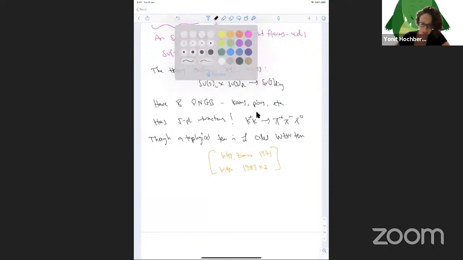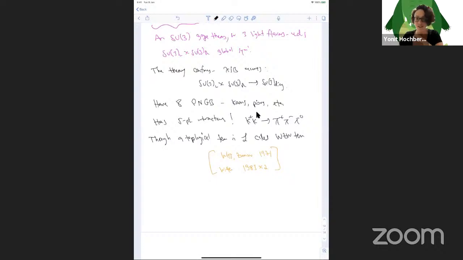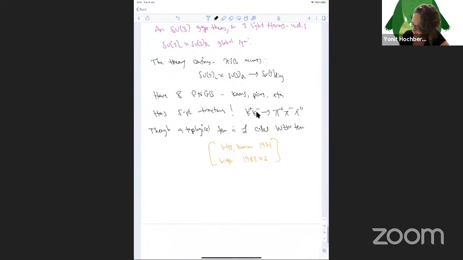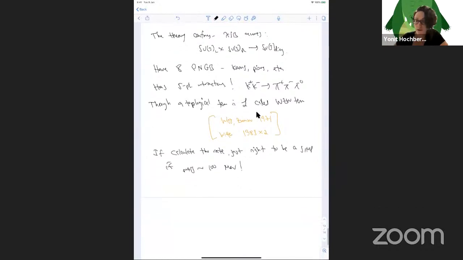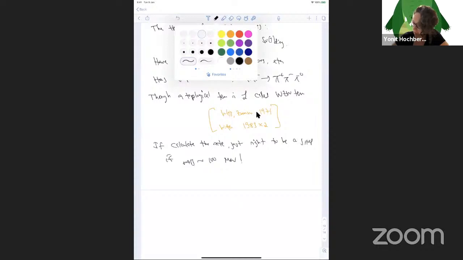And it turns out that even if you just take this term that exists in QCD itself and calculate the rate for the 3-to-2 annihilations, you'd find that it's just right to be a SIMP if the mass was of order 100 MeV. Okay, so let me just write that out. If you calculate the rate, you find that it's just right to be a SIMP if the mass of the participating particles is of order 100 MeV.